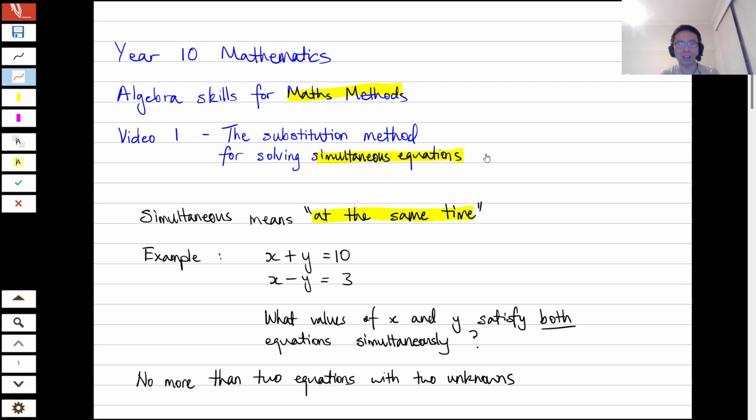It's not immediately obvious how we would go about doing this, and in this video I'm going to teach you one method which is called the substitution method, and in the next video we'll look at the elimination method. But for now, have a think about what the solution to this pair of equations might be, and see if you can use the method in this video to solve it later. Let's get straight into it.